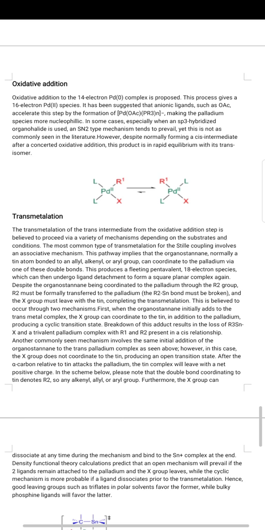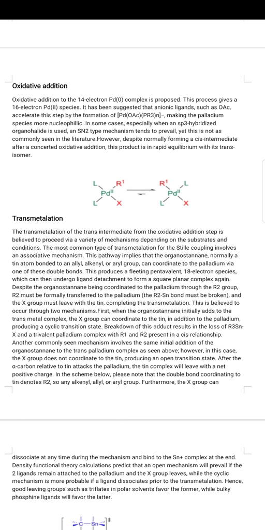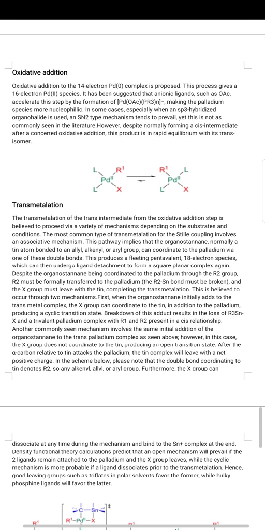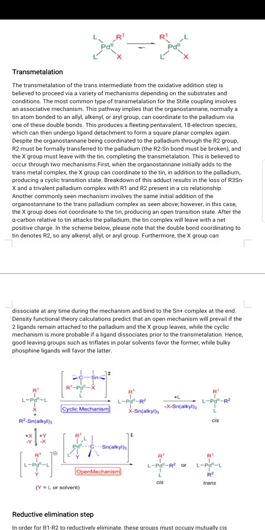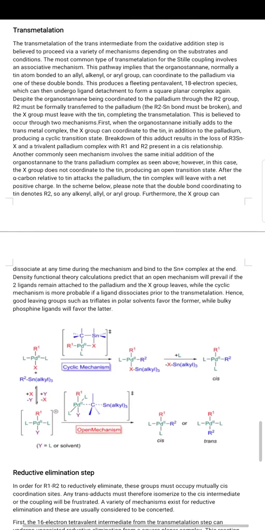Oxidative addition to the 14-electron palladium(0) complex is proposed, and this process gives us a 16-electron palladium(II) species. With the attachment of anionic ligands such as OAc, it accelerates this step by the formation of Pd(OAc)(PR3), which makes the palladium species more nucleophilic. In some cases, especially when an sp3 hybridized organohalide is used, an SN2-type mechanism tends to prevail. And then there is a transmetalation step. The transmetalation of the trans intermediate from the oxidative addition step is believed to proceed via a variety of mechanisms depending on the substrate and the conditions.